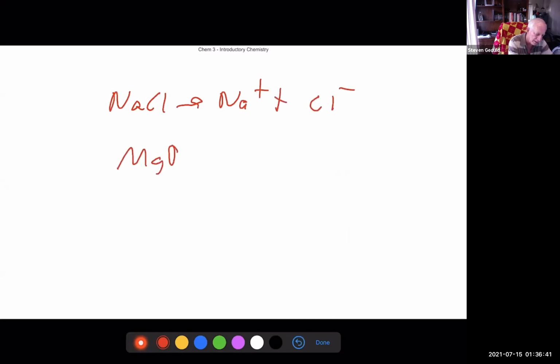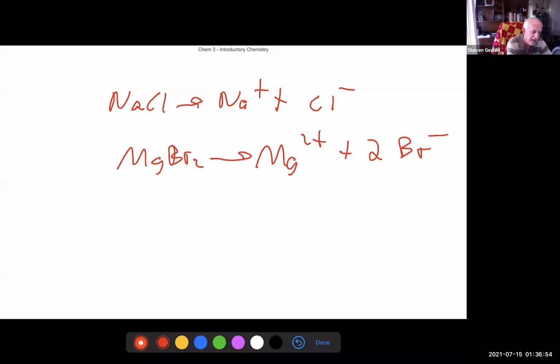Electrolytes are ionic compounds that dissolve in water or a solution. Like NaCl, when you do a salt solution, it dissolves to Na plus and Cl minus. Magnesium bromide dissolves to magnesium 2 plus and 2 Br minuses. Okay, we've talked about that before. Those are electrolytes that dissolve in solution.